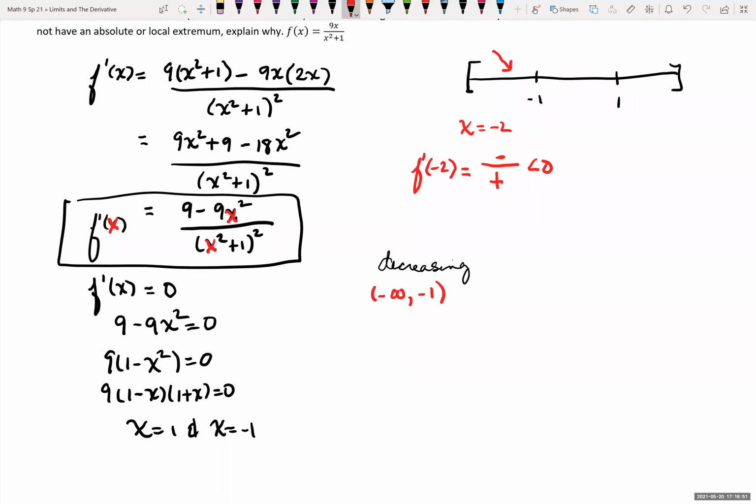Now choose a number that falls between -1 and 1. 0 is usually the best one to choose. If we plug in 0, and it's defined there, we get 9 in the numerator. That's positive, all over the denominator, which we talked about is always positive. So this is greater than 0, so this is increasing. Then choose something to the right of x equals 1, so x equals 2.